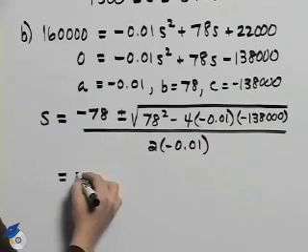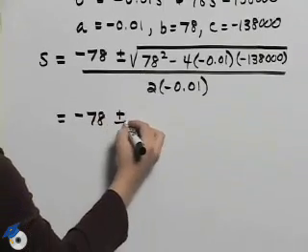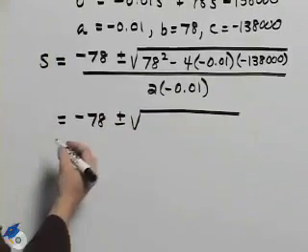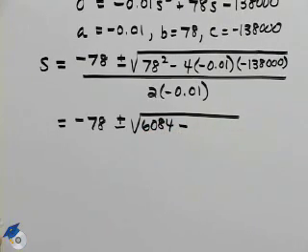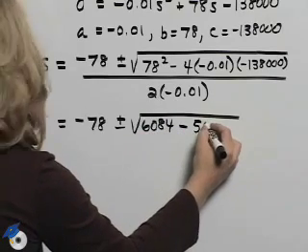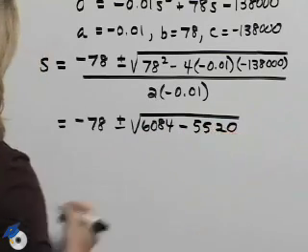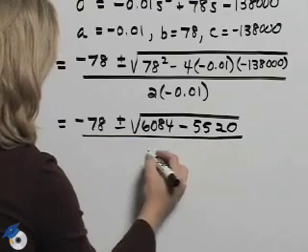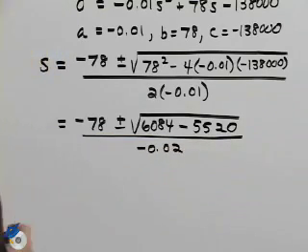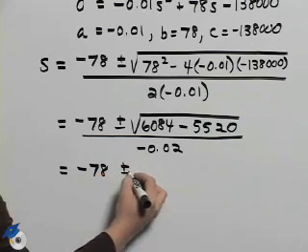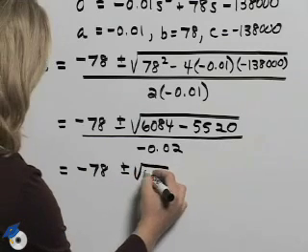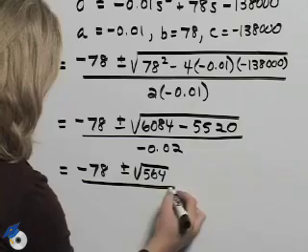Now, simplifying this a bit using our calculator, we'll have negative 78 plus or minus the square root of 6,084, which is 78 squared, and then 4 times negative 0.01 times negative 138,000 ends up being 5,520. This will all be divided by negative 0.02. Simplifying this a step further will give us negative 78 plus or minus the square root of 564 divided by negative 0.02.